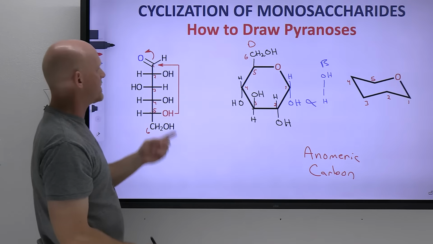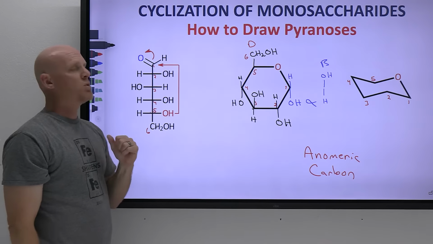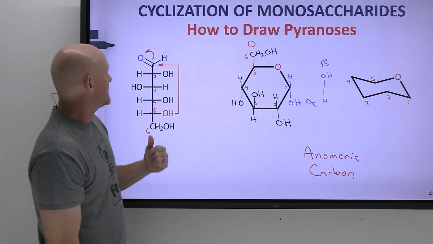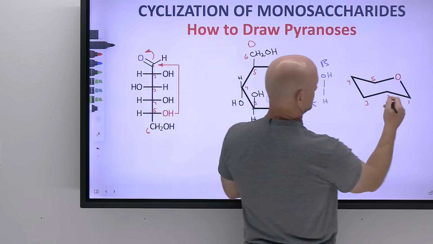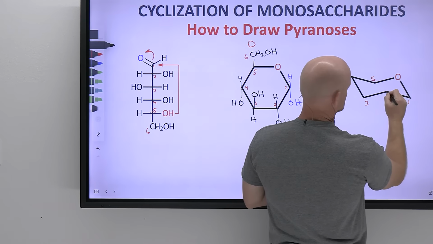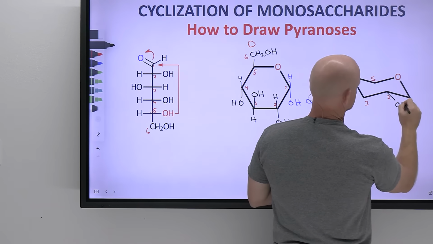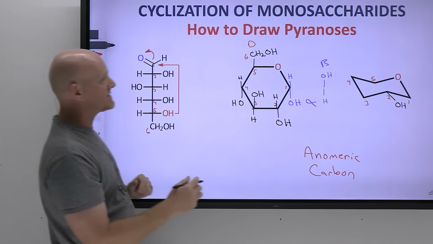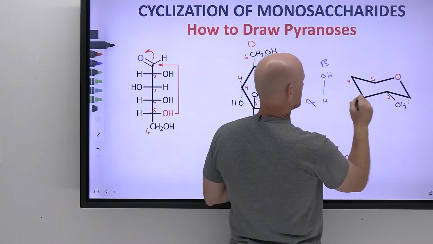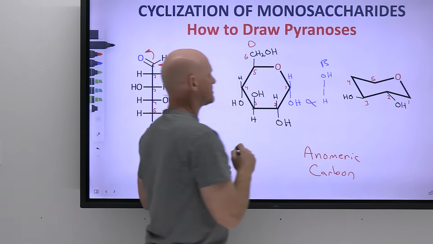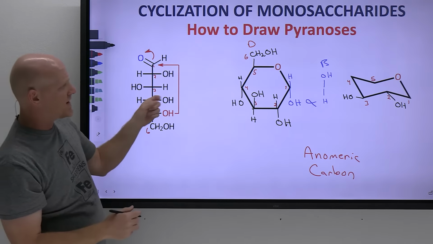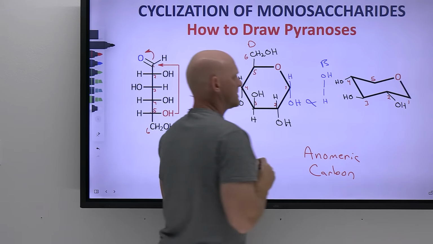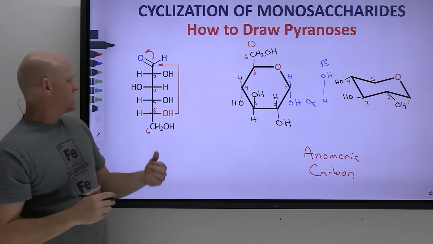Going back around, on carbon 2, we had an OH pointing off to the right, so that is going to point down. That's that guy right there. On carbon 3, it was pointing to the left, so that's going to point up. Carbon 4, again, is on the right, so that's down. Notice these are all in equatorial positions.